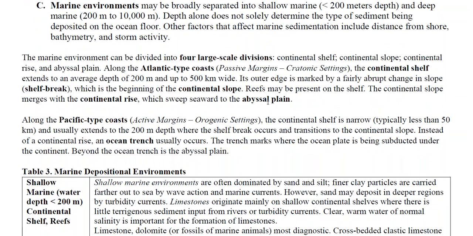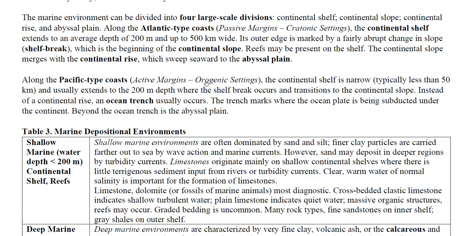And the other margin is the active margin or Pacific type. Those are called orogenic. Remember, oro means mountain and genic for genesis. So you're making mountains like the very young Coast Ranges and Cascade Ranges, right? The young volcanoes and the Andes Mountains, all those are active margins, right? So there's tectonic activity, faulting, earthquakes, volcanoes. Now, note that these are going to have very narrow continental shelves, 50 kilometers, maybe a little bit more, but usually around that or less in some cases.